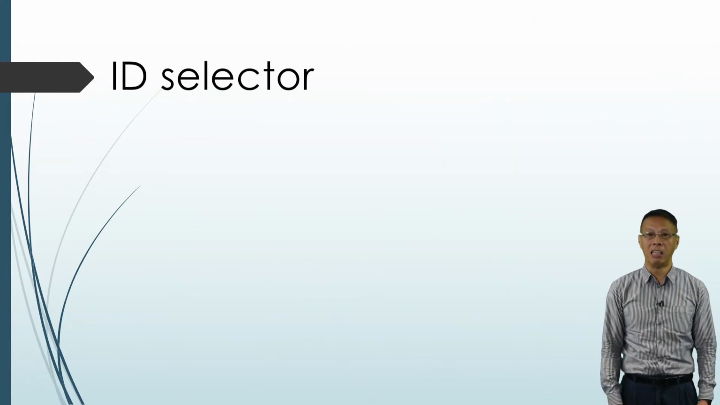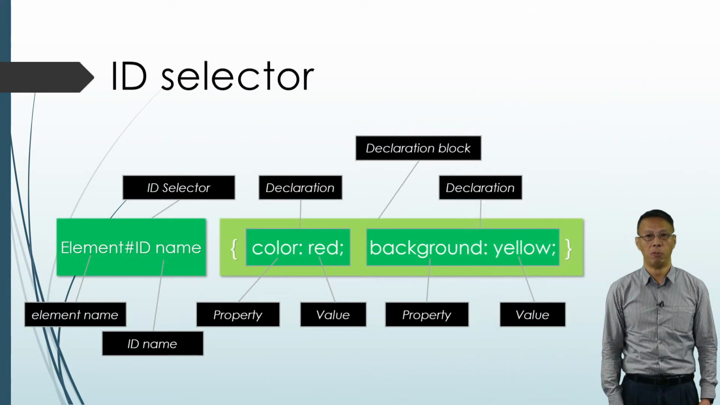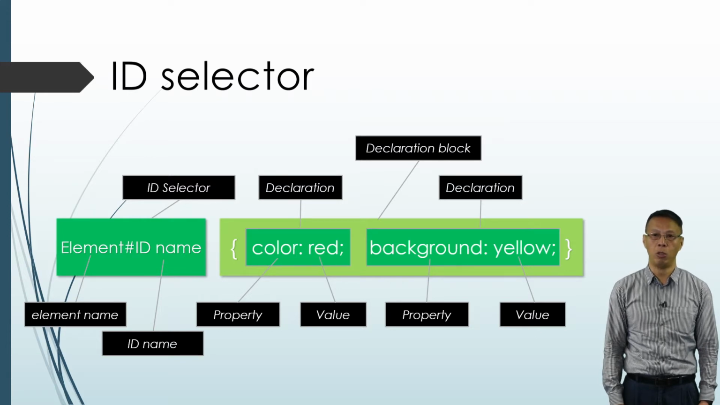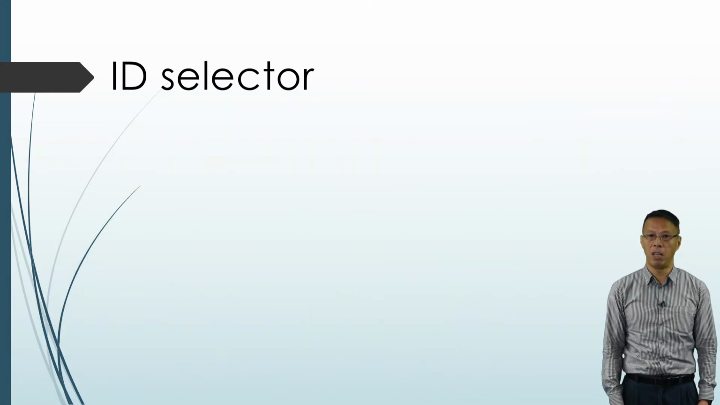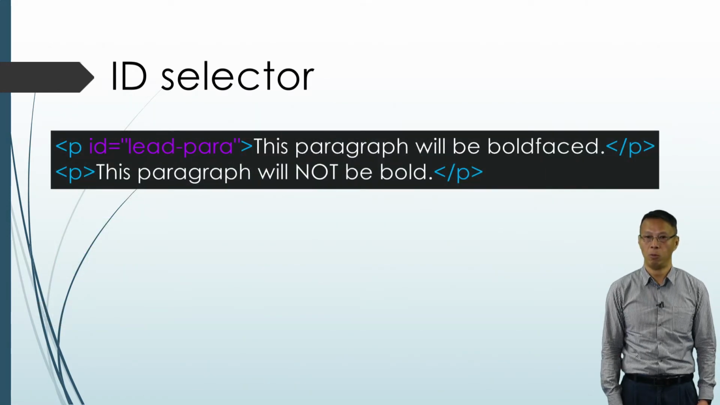Here we have another type of control with the ID selector. We can use the element and specify the ID to select a certain type of elements. So the basic construct of the rule is what we are seeing here. Now here we see one example. With the P element, we can specify an ID attribute, and the name and the value of the ID is lead para.